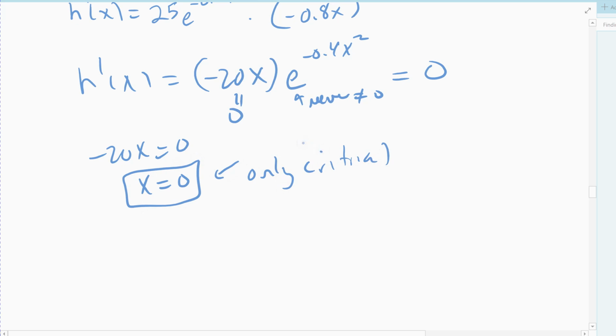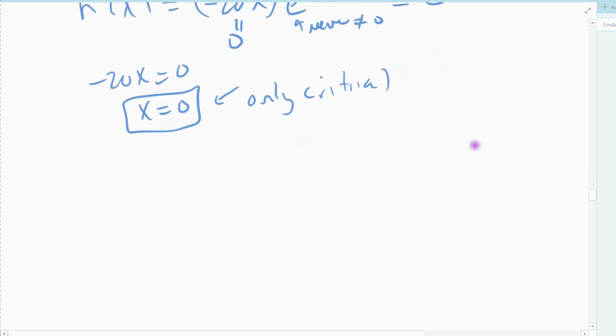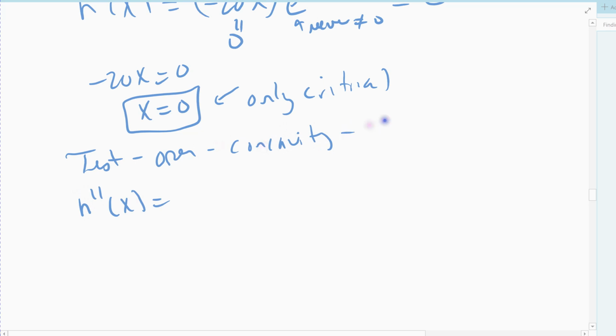And so that's the only critical value. And it is between my -2 and my +2. So it is on my interval -2 to 2. All right, so the test, in this case, in the open case, is using concavity. Which means I do need to find my second derivative because the concavity is found using the second derivative. That's why sometimes it's also called the second derivative test.